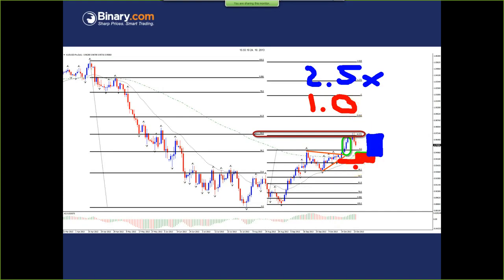That's fine. So that's good. That's a good breakout trade. We have enough wide open space to the next resistance.